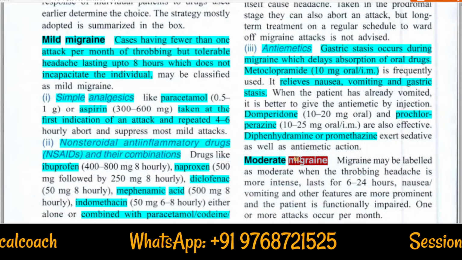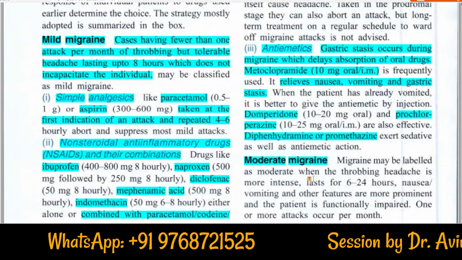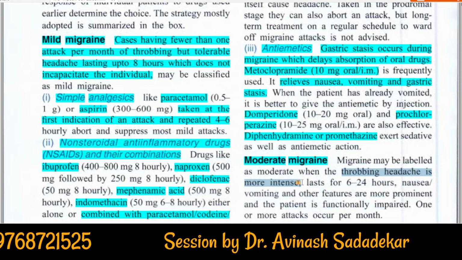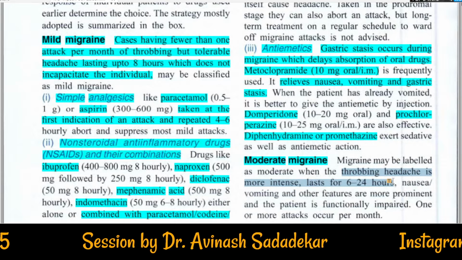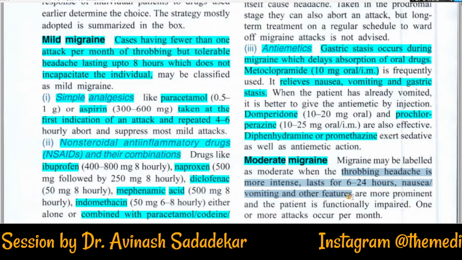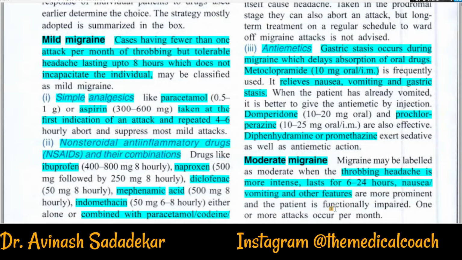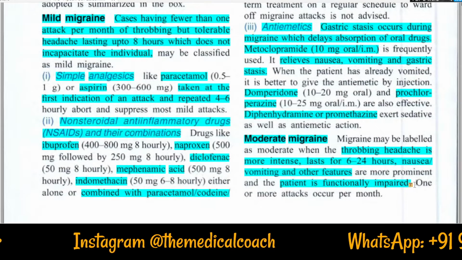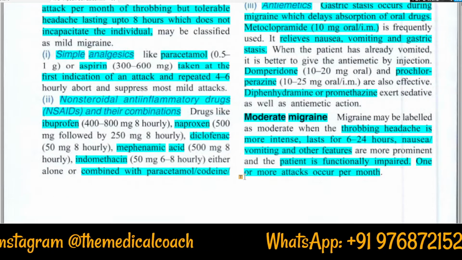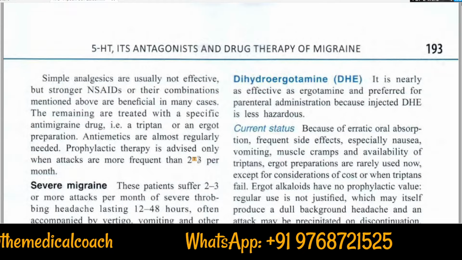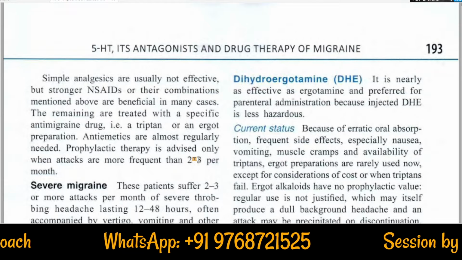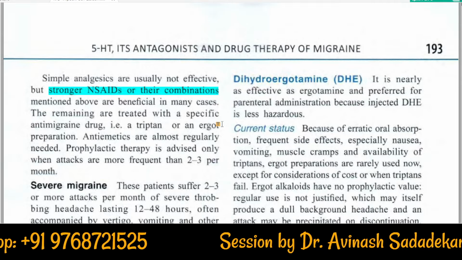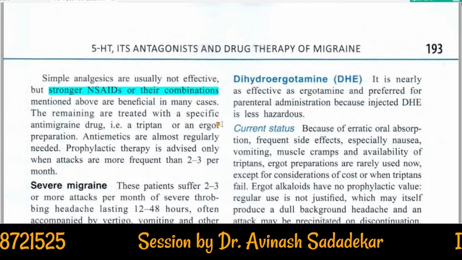Now if it is moderate migraine, well, what is moderate migraine? Throbbing headache, more intense than the mild one, lasts for 6 to 24 hours. There's usually nausea, vomiting and other features which are very prominent, and the patient can't really function properly. Plus more than one attack per month. Here simple analgesics might not be great. Stronger non-steroidal anti-inflammatory drugs plus their combinations can be given. Which combinations? The one which we mentioned in the mild ones.